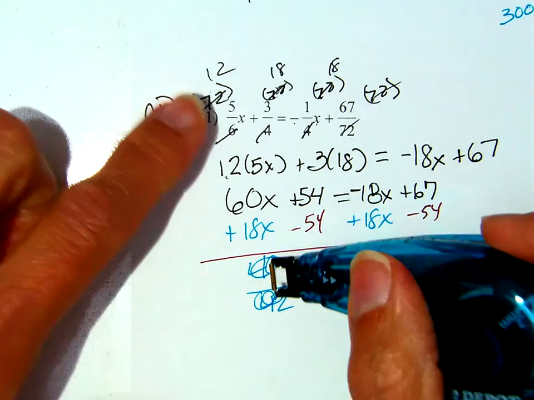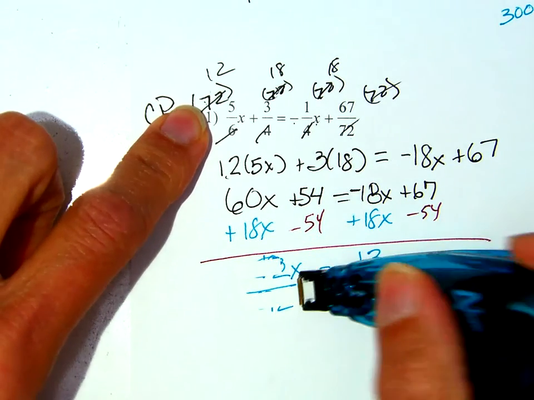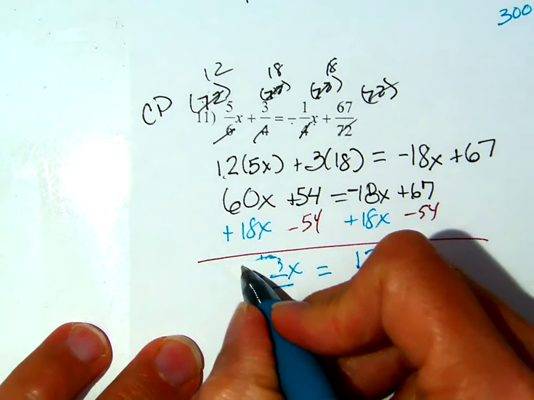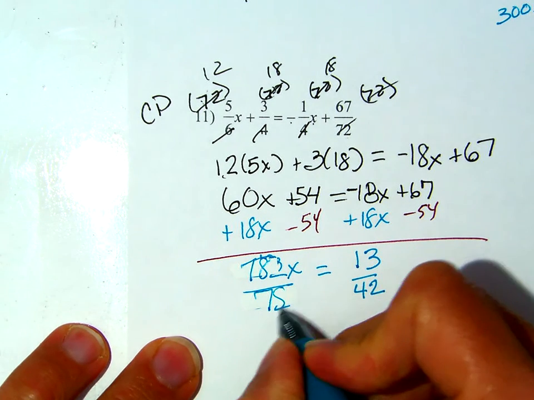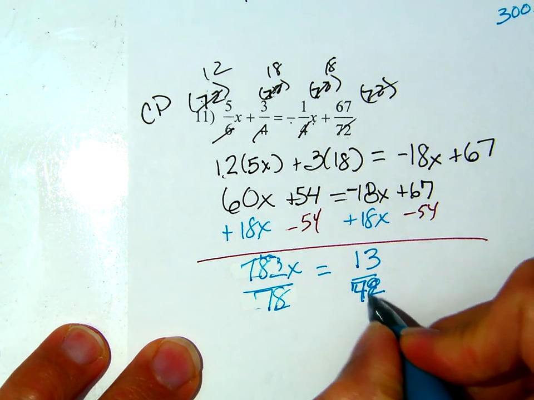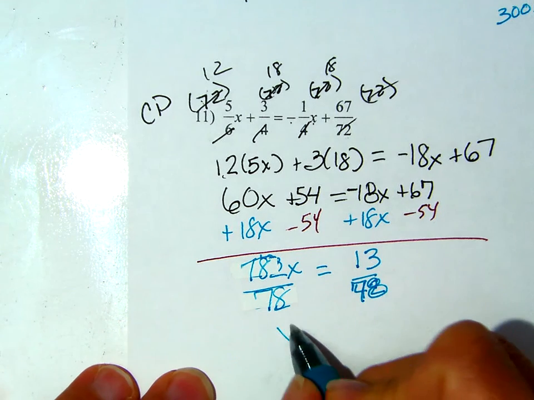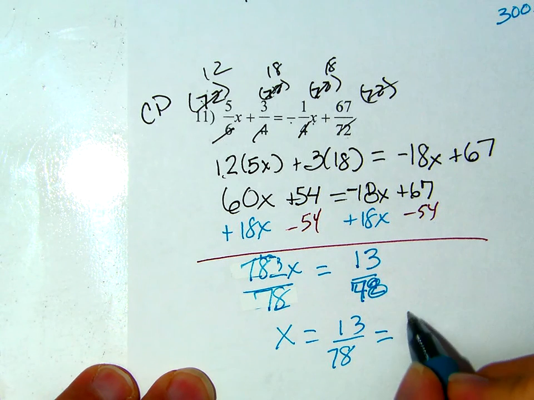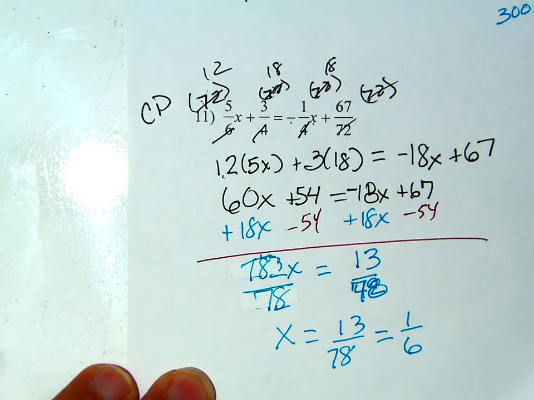So I'm going to go like this. And this time, we're not going to subtract. We're going to add. So that's 78. So we're going to divide by 78. There we go. So what is 13 78ths? Well, 13 goes into there 6 times, so that would be 1/6. All right.